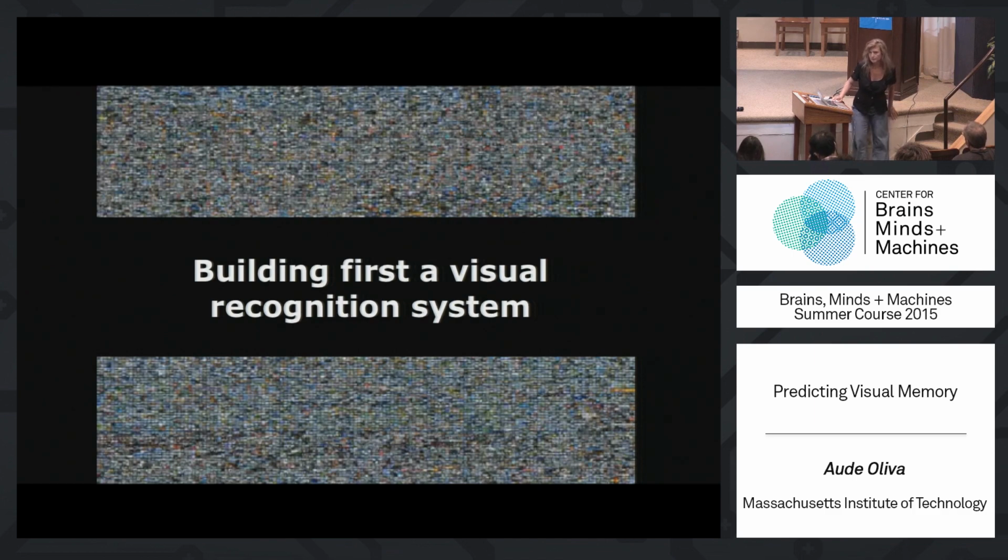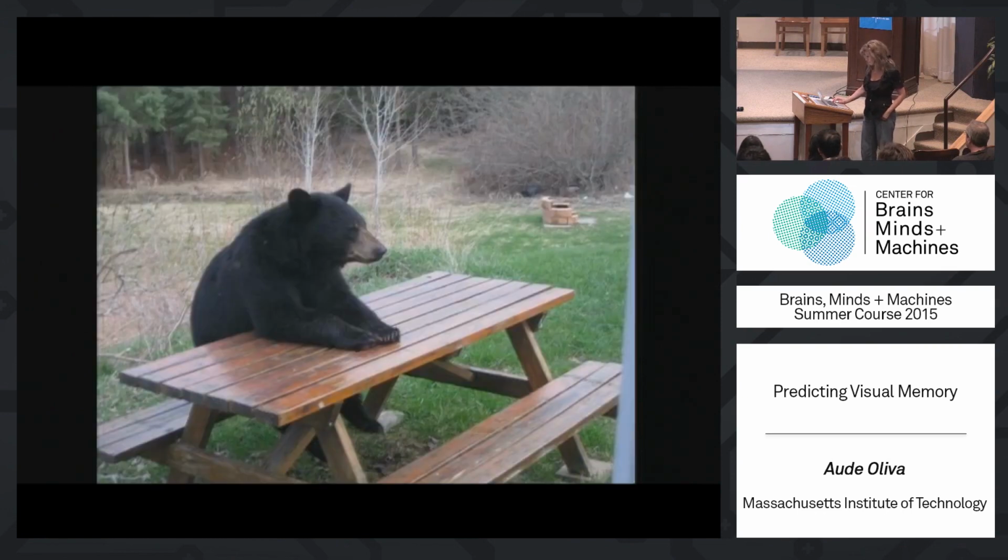So, fortunately, the field of computer vision made a lot of progress in the past couple of years. So now, we do have visual recognition systems that work pretty well. I'm going to describe them. We first need a visual recognition system. All right, so what does a visual recognition system need to do?